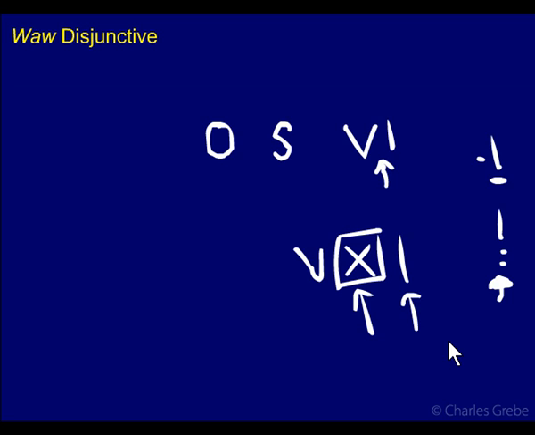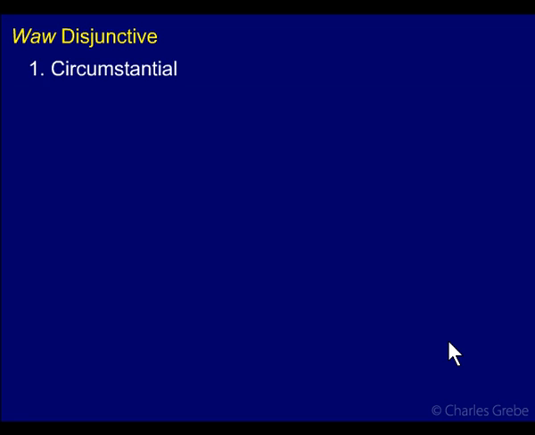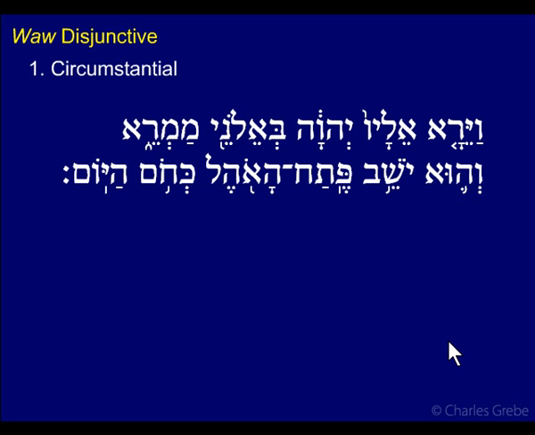So there are four reasons we'll look at why you get this. One is to introduce circumstantial information. Another is to introduce parenthetic information, which is really very similar. We'll make a fine distinction there. A third reason is to introduce a new paragraph or a new story, a new section. And the fourth is to draw contrast between two clauses. So let's take those one at a time. Start with the circumstantial, and we'll look at examples here.